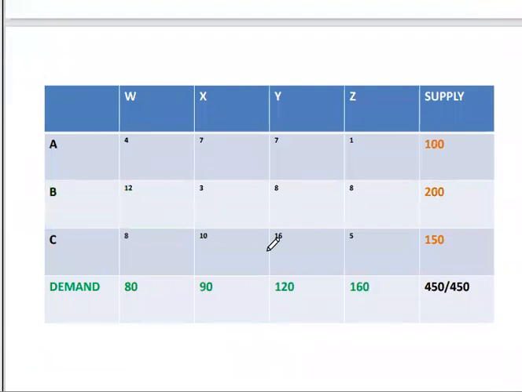All right, let's now look at the allocation. What do we have? AY, we gave 10 to AY, right?